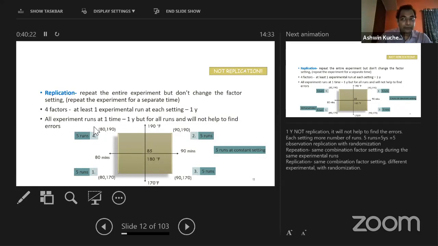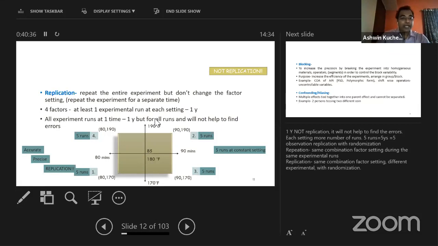One trial from here, the other trial from here, the other from here. Sequentially, as 1, 2, 3, 4, it shouldn't be done. It should be a randomized trial. So I will get 5 runs at a constant setting, which is called replication, and which will help me develop a precise and accurate product with a robust process. Then that experiment will be called replication.